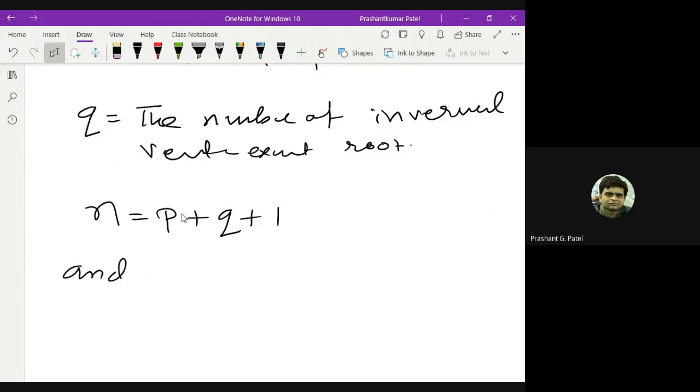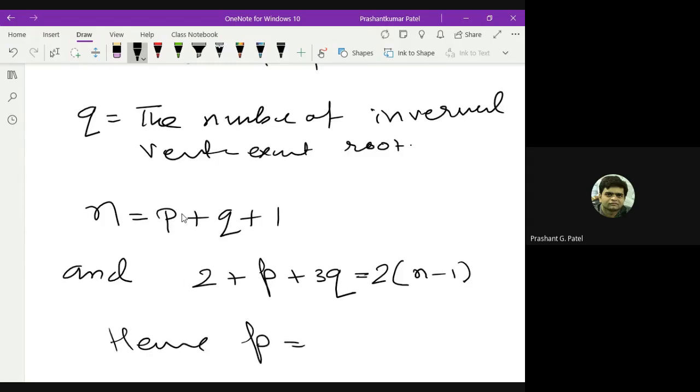And 2 plus P plus 3Q. What is 2? It is accounting the degree. How many degrees are there? So 2 plus P, since a pendant vertex has degree 1, plus 3Q for the Q vertices having degree 3. How many edges are there in total? The total number of edges is N minus 1, and we multiply by 2, because every edge counts 2 degrees. So these are the two relations we have. If we solve these two relations, with N equal to P plus Q plus 1, it will give you the answer.